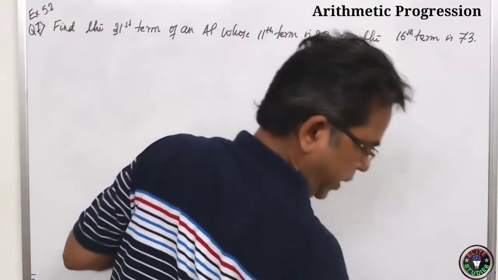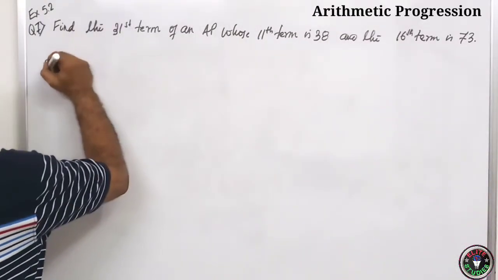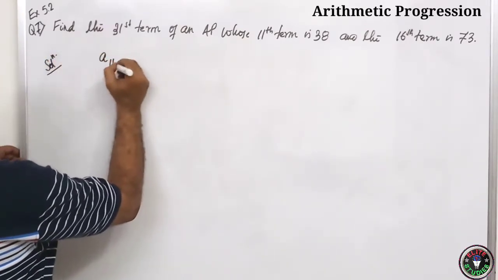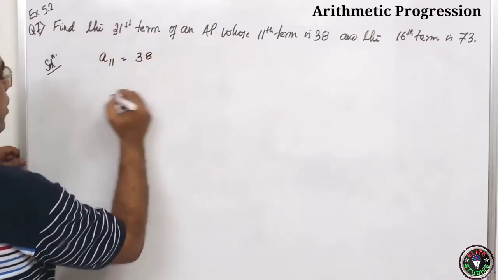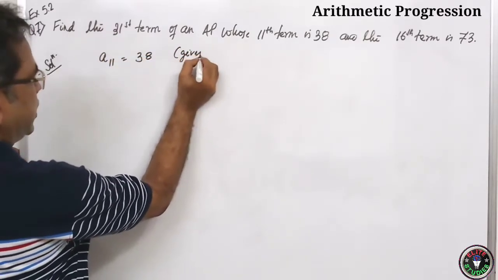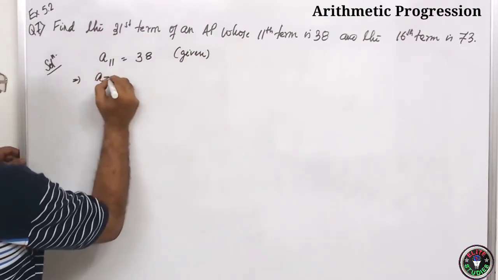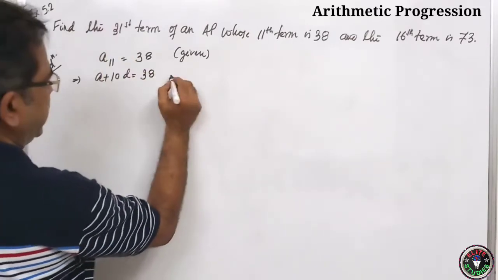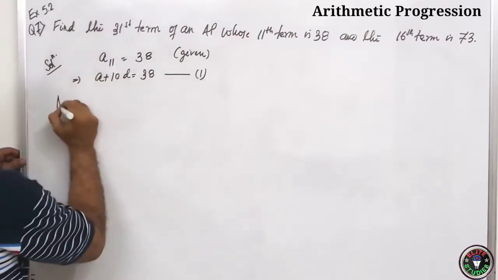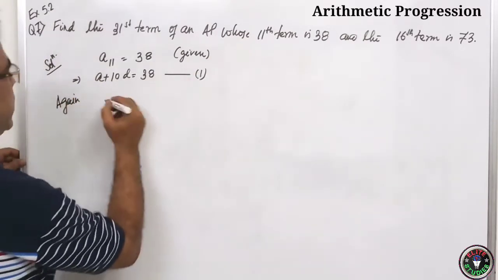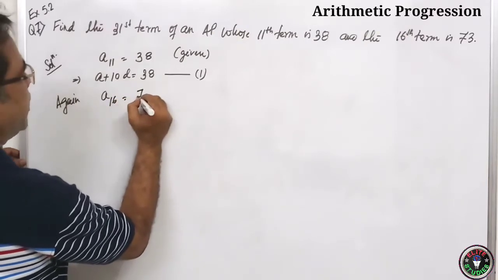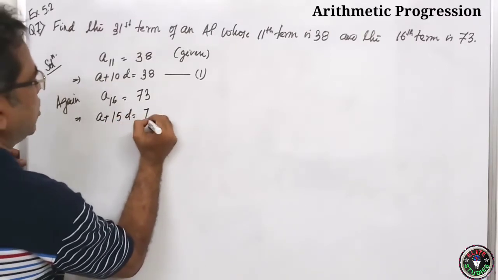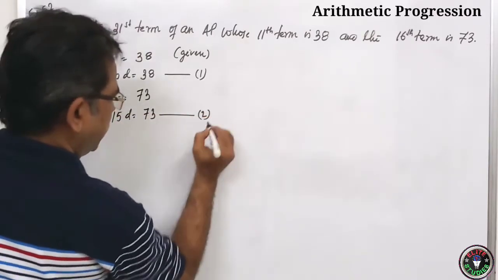How to do it? It's very easy. Now you see, a11 is equal to 38. It is given. So this implies a plus 10d is equal to 38, because 11 minus 1 is 10d. This is equation 1. Again, a16 is given to be 73. So a16 means a plus 15d is equal to 73. This is equation number 2.